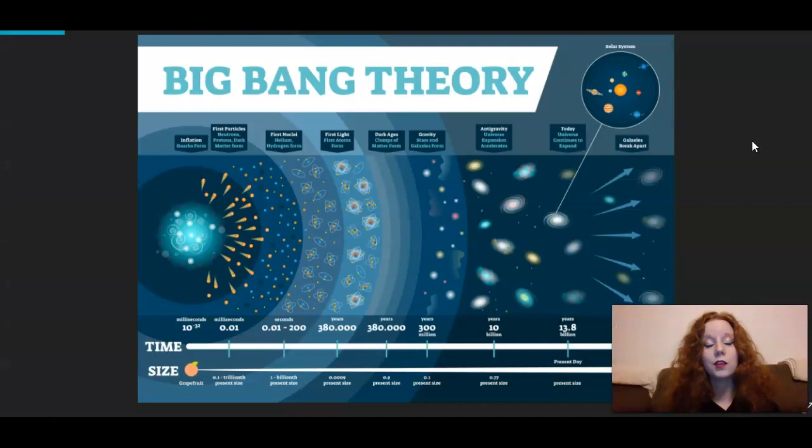Hopefully this image gives you a little bit of a visual representation of what the Big Bang was. It's not an explosion at all. It's just the name for whatever instant, moment, action, series of events, phenomena happened that started everything.